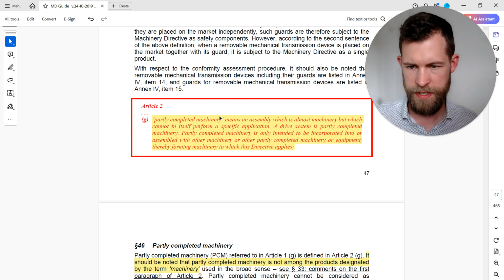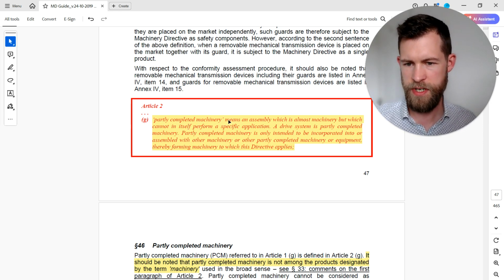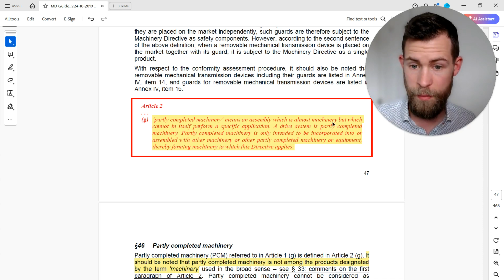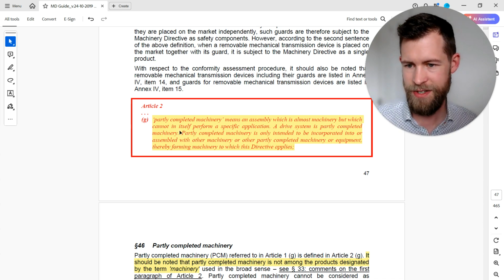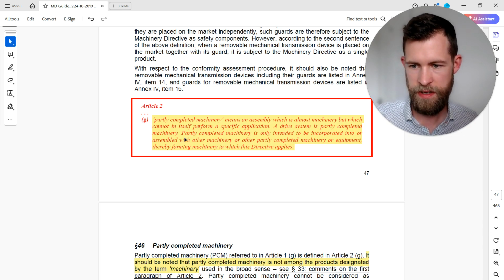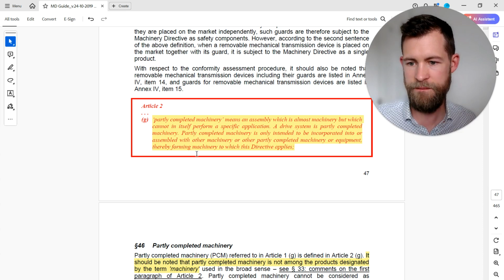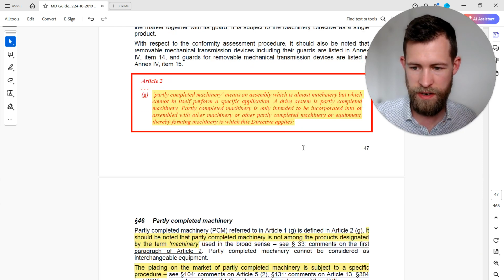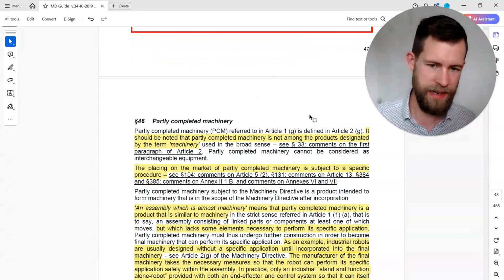So what is partly completed machinery? Partly completed machinery means an assembly which is almost machinery, but which cannot in itself perform a specific application. A drive system is partly completed machinery. Partly completed machinery is only intended to be incorporated into or assembled with other machinery or other partly completed machinery or equipment, thereby forming machinery to which this directive applies. So let's unpack that a little bit more.